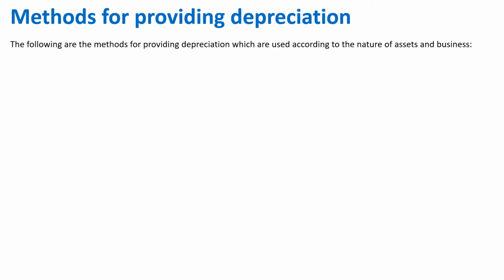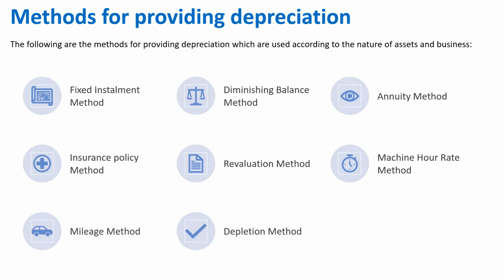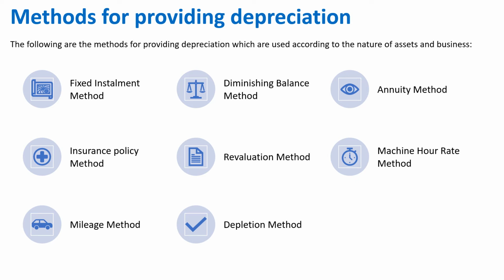So let's see what the different methods for providing depreciation are. The following are the methods for providing depreciation, used according to the nature of the asset and the business. There are a few methods here: fixed installment method, diminishing balance method, annuity method, insurance policy method, revaluation method, machine hour method, mileage method, and depletion method. Based on the nature of the business or the asset, the depreciation method can change. However, in our case, we are going to discuss only two methods: the fixed installment method and the diminishing balance method.